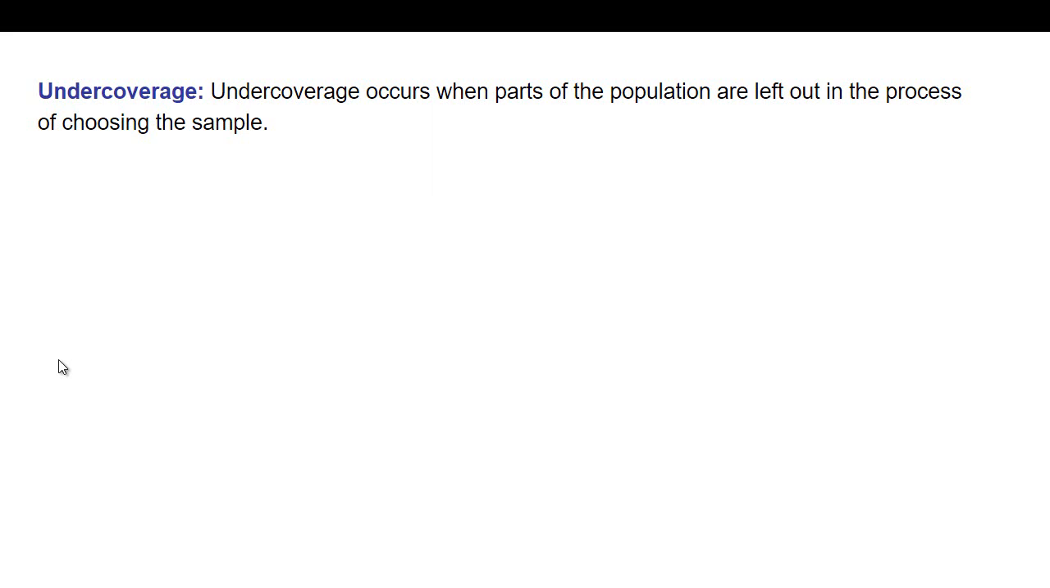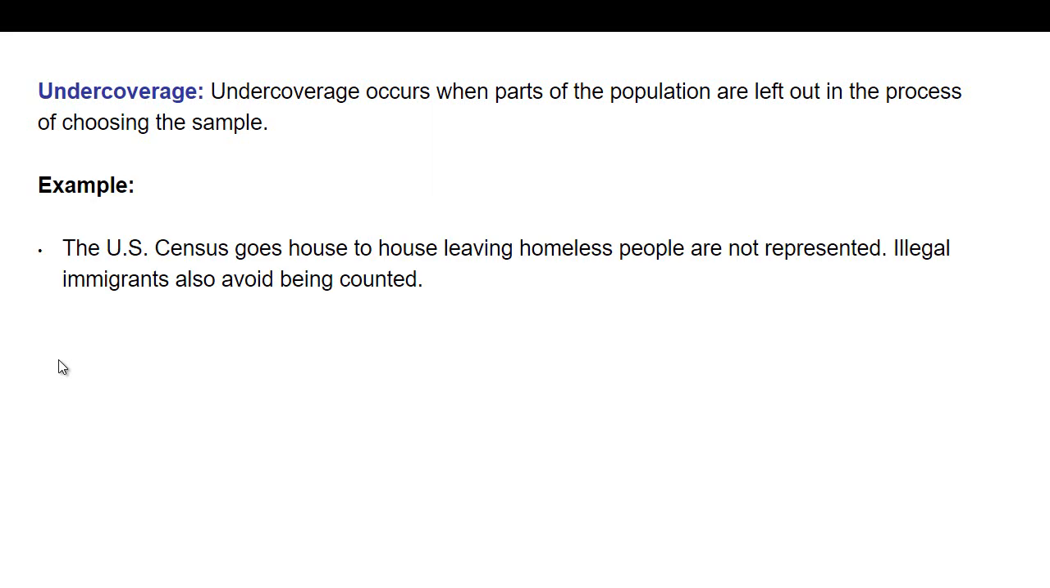Undercoverage occurs when parts of the population are left out in the process of choosing the sample. The U.S. Census goes house to house, leaving homeless people outside the census. Illegal immigrants also avoid being counted. Geographical districts with a lack of coverage tend to be poor.